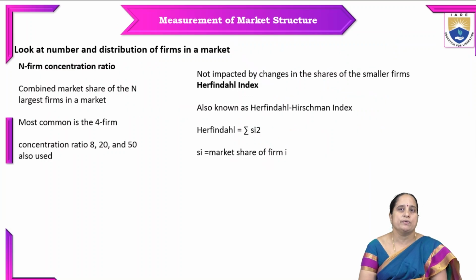And coming to the measurement of market structure, if you see the number and distribution of firms in a market, we decide the N-firm concentration ratio. So what do you mean by this N-firm concentration ratio? It means whenever you combine the market share of the N largest firms in a market, there will be N number of largest firms available in a market.